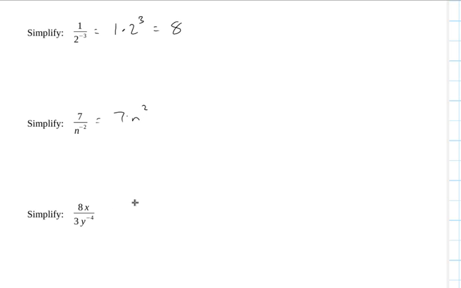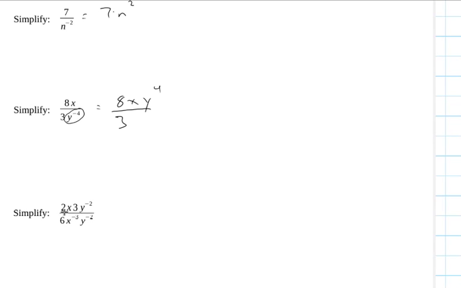On this one, we have 8x over 3. All that stuff doesn't have a negative exponent, so that's all going to stay put. The only thing that's going to move is this y to the negative 4. It's currently in the denominator, so we're going to move it up into the numerator to give it a positive exponent.